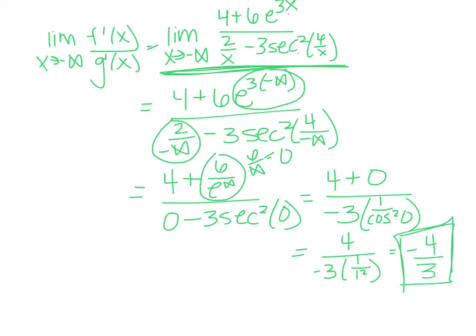So this just ends up being negative 4/3. And since we didn't know what g of x was, what you could do is graph the function for f of x over g of x. You should see as x goes to negative infinity, it appears that there's a horizontal asymptote at about negative 4/3.